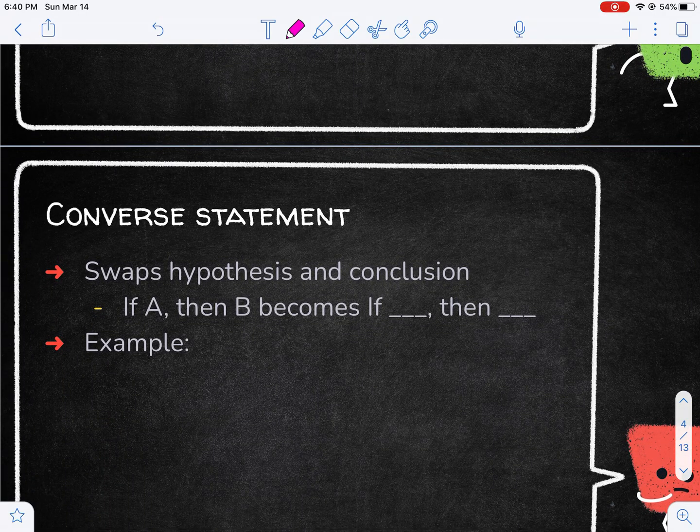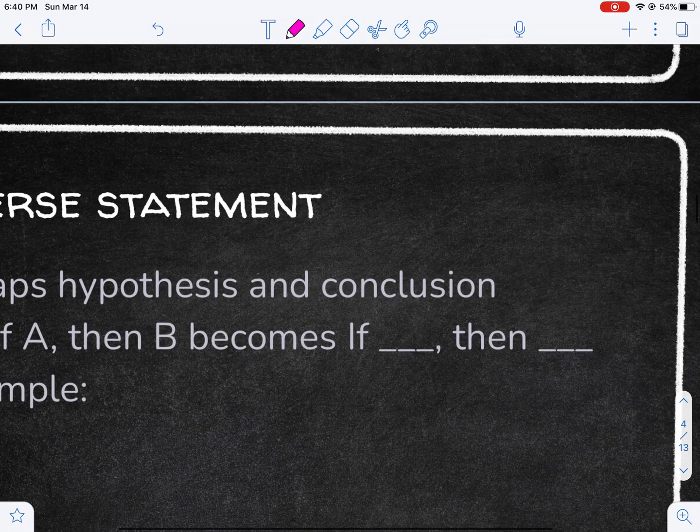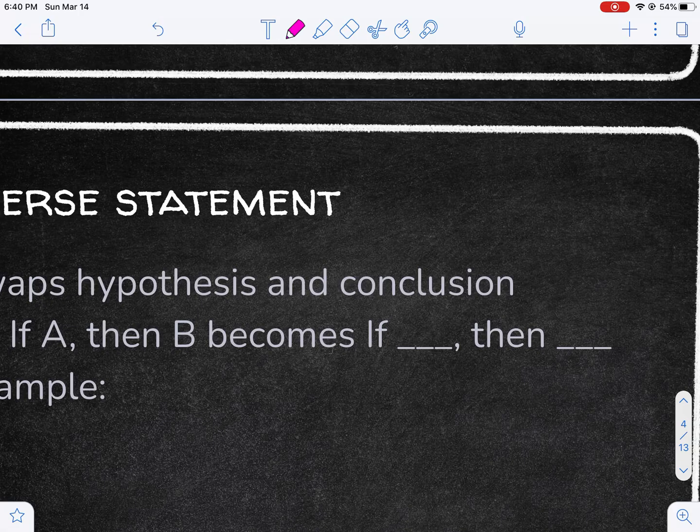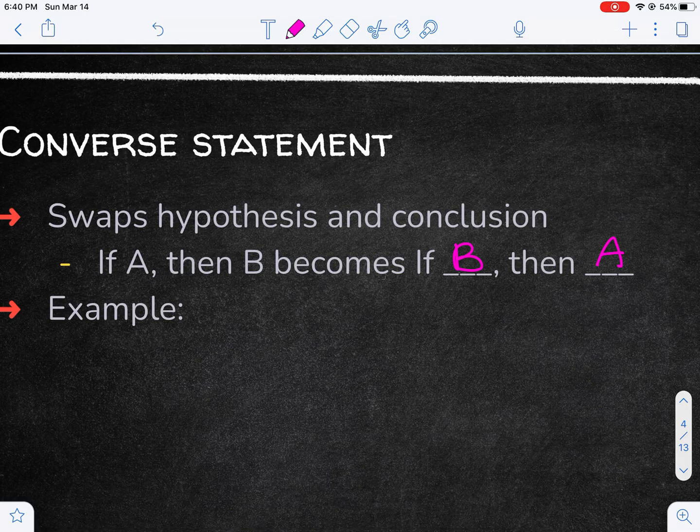My converse then is going to swap my hypothesis and conclusion. So the if and the then stay there. But if I have if A, then B, I'm going to write that as if B, then A. So going back to every creature that drinks water will die, I would say if a creature dies, then it drank water.